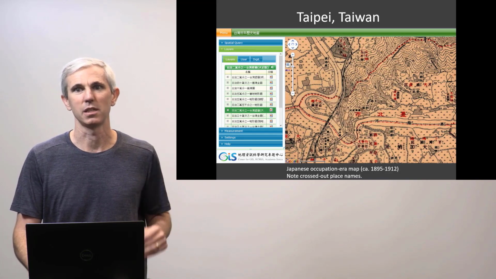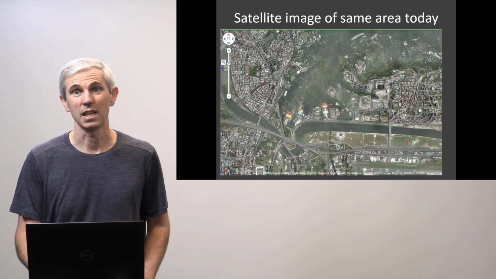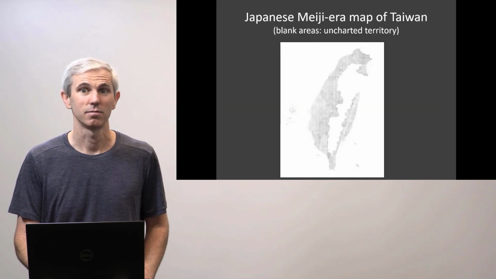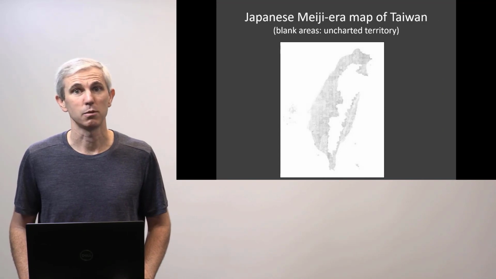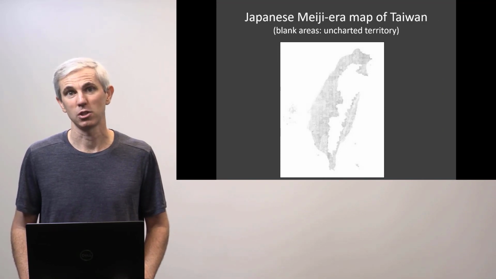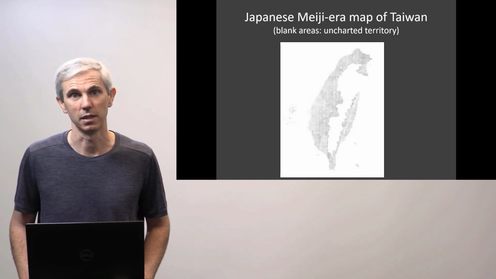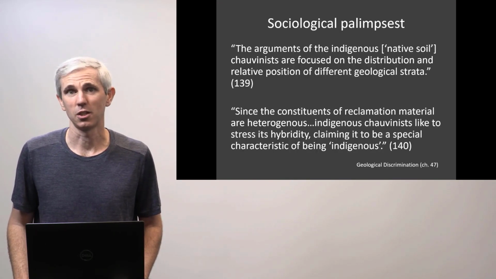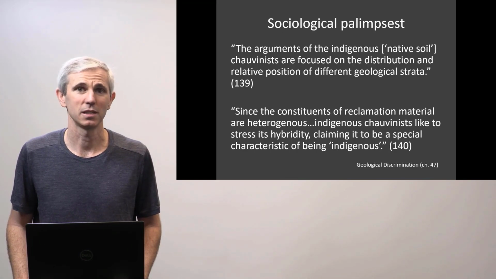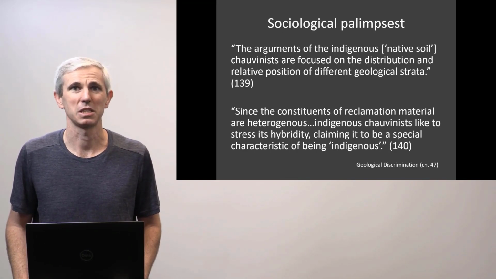So you have a Japanese colonial era map. You can look at a satellite image of the same area today, but you can also look at maps from the Japanese Meiji era, where you have entire sections of Taiwan that are unmapped, that are blanked, that have yet to be filled in. In Atlas, I think that Dung Kai-cheung is not just applying the concept of the palimpsest, he is also critiquing its misapplication.